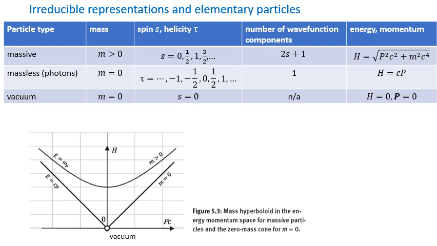The last type is a Wigner elementary system with zero values of mass, spin, momentum, and energy. In the energy-momentum diagram, this representation corresponds to the single point at the origin. This physical system has all properties of the vacuum.